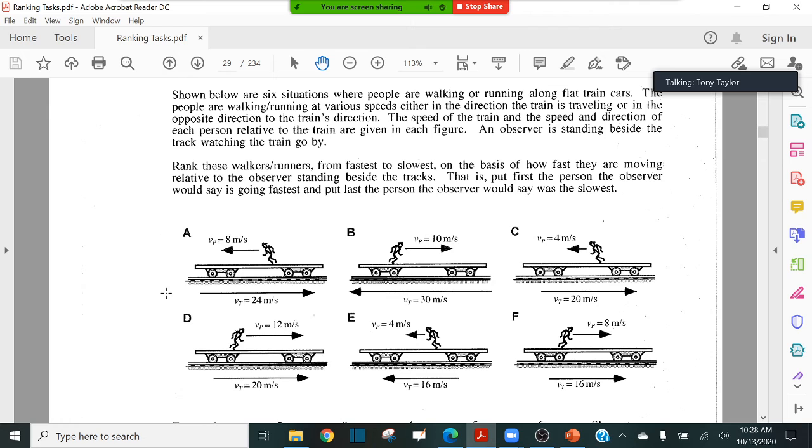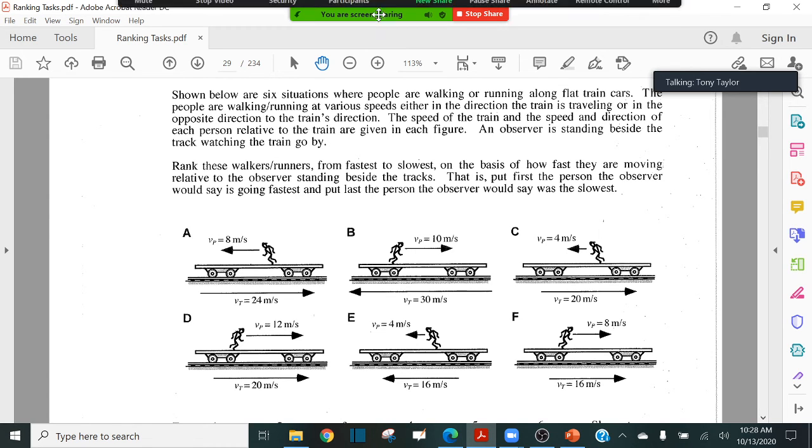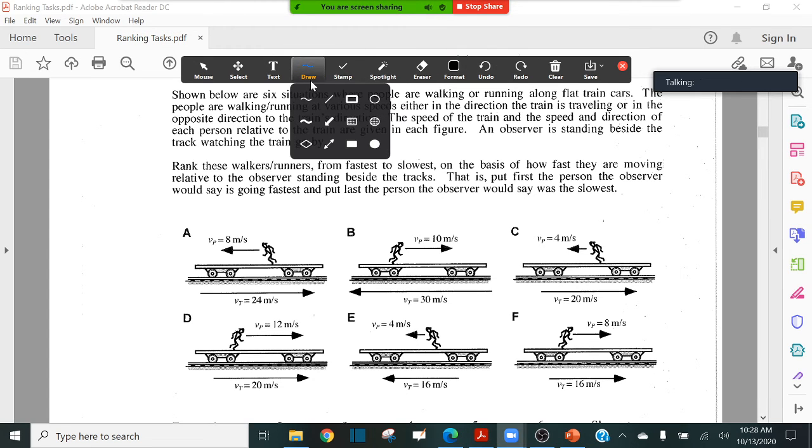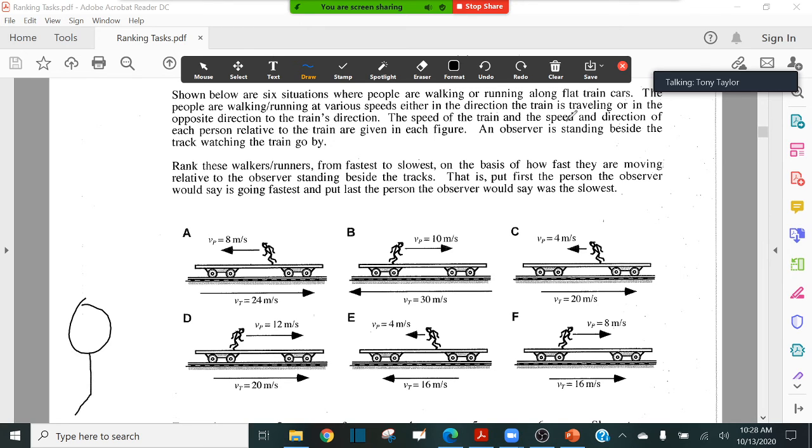Okay, so guys, let us imagine that there's someone here outside the train. So they're standing on the earth. So there's someone here outside the train, and they're watching these trains go by. Okay, let us look at the situation. Let us look at situation A first.